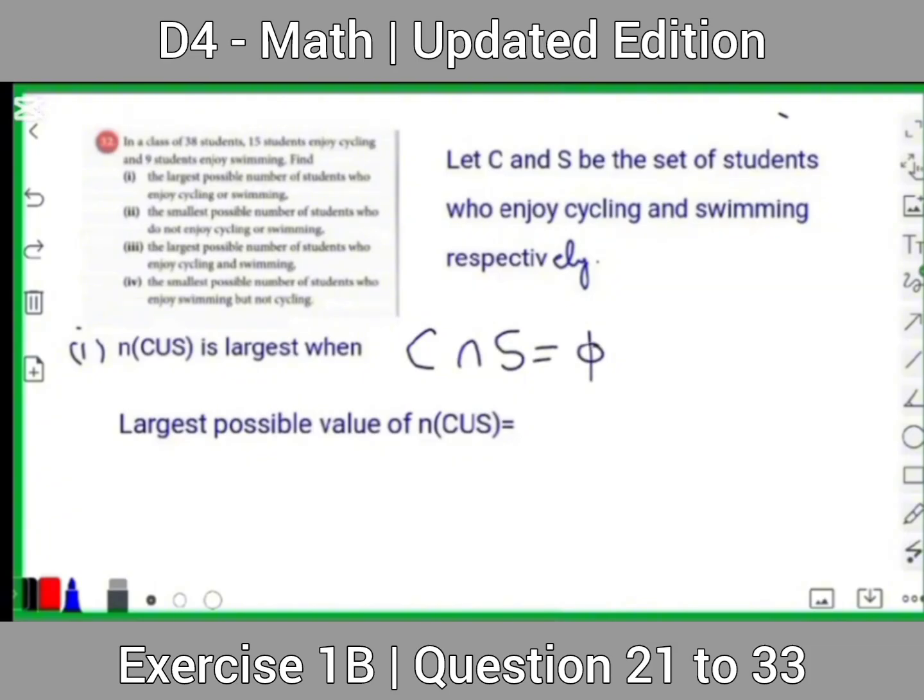So the largest possible value of n of C union S will be found by adding 15 plus 9, which equals 24. So the largest possible number of students who enjoy cycling or swimming is 24.